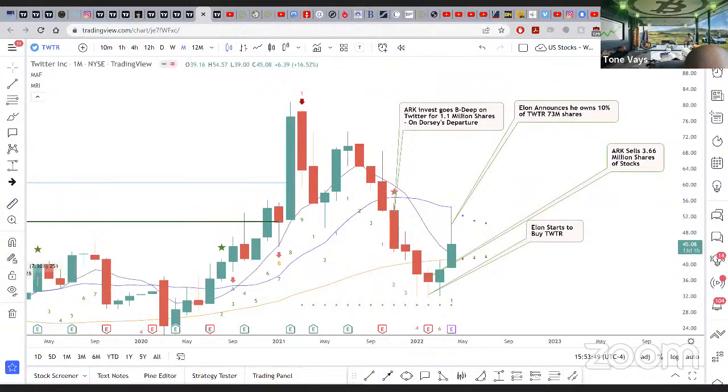ARK Invest Management, which is already one of the largest, bought about 1.1 million shares of Twitter on Tuesday, July 23rd. What year is this? Kathy Wood, ARK buys 1 million shares of Twitter after Dorsey's departure. I know that part. So I don't know when they originally accumulated the position. I just don't know.